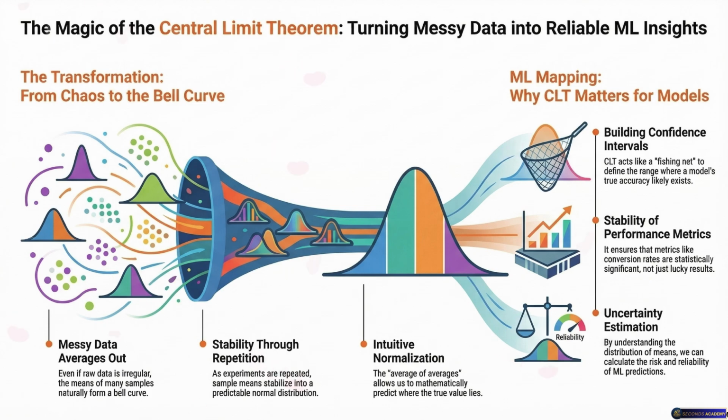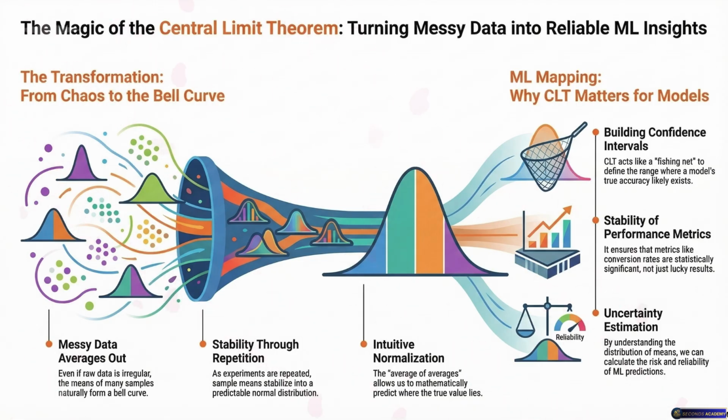The only reason stochastic gradient descent, the algorithm that trains almost all modern AI, actually converges to a solution instead of bouncing around randomly, is because of the central limit theorem. The average gradients stabilize. That is an incredible connection. The very mechanics of how a neural network learns to recognize a face or generate text rely on the fact that the average of a sample points toward the truth of the population.